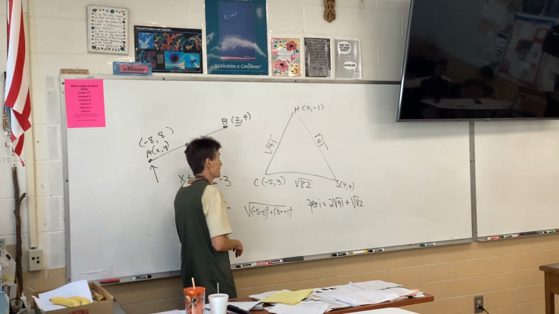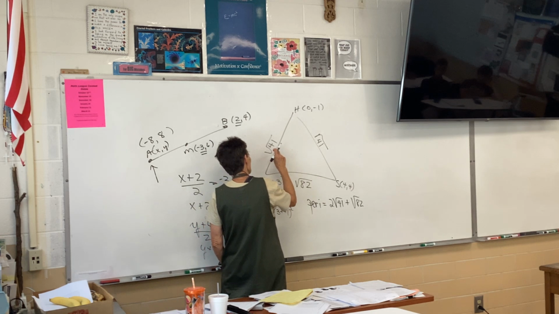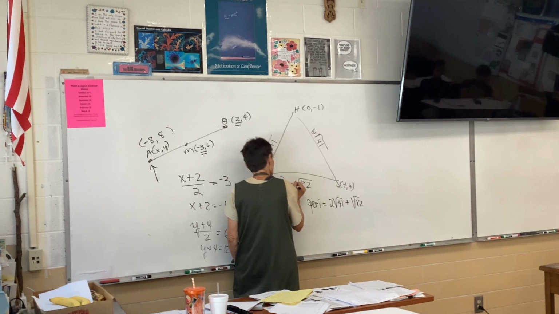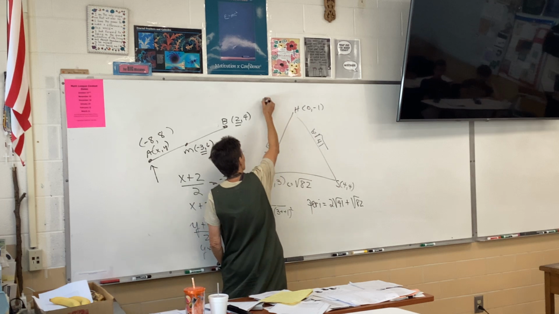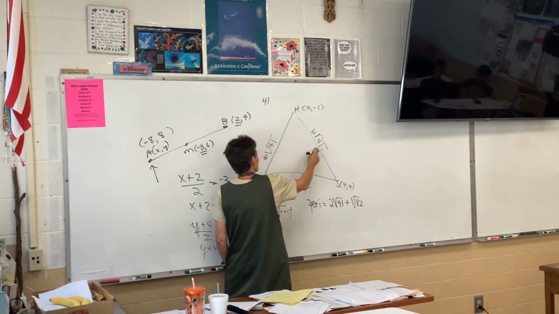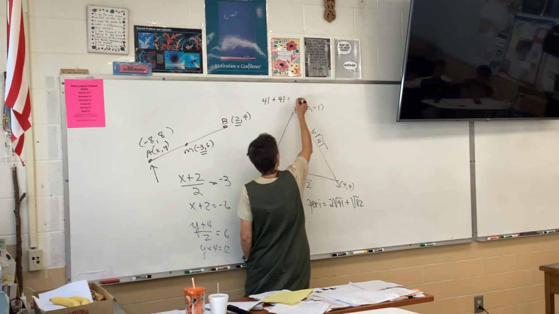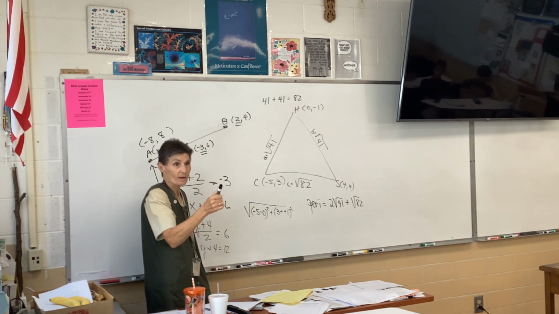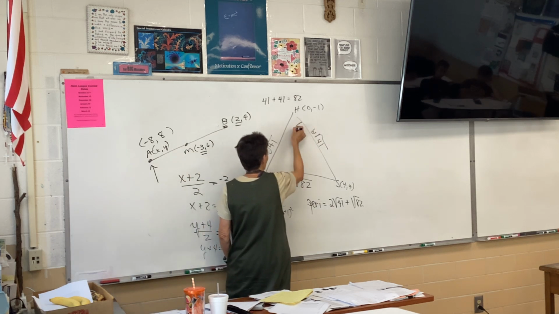But we don't even need any fancy way to find area, because what do you notice about, we call this side A, and we call this side B, and we call this side C. If I square that one, I get 41. If I square that one, I get 41. And if I square that one, I get 82. Would you agree with me? Yeah. So what's going on here? It's the right triangle. A squared plus B squared equals C squared, so we have a right triangle, and the right angle is right there.